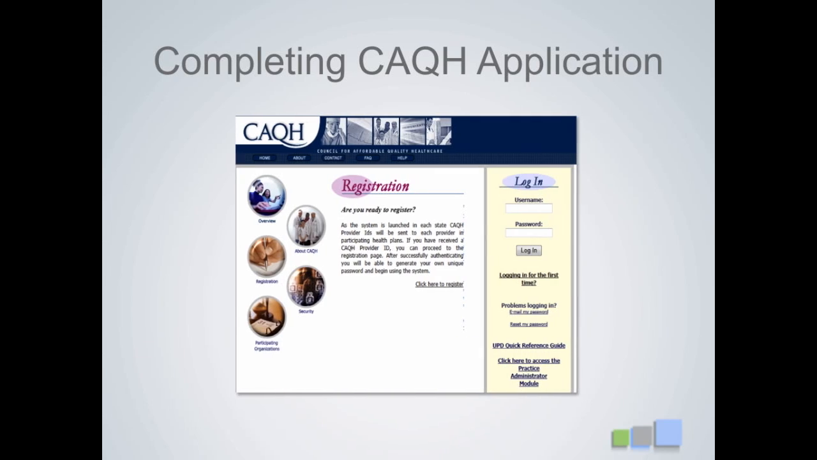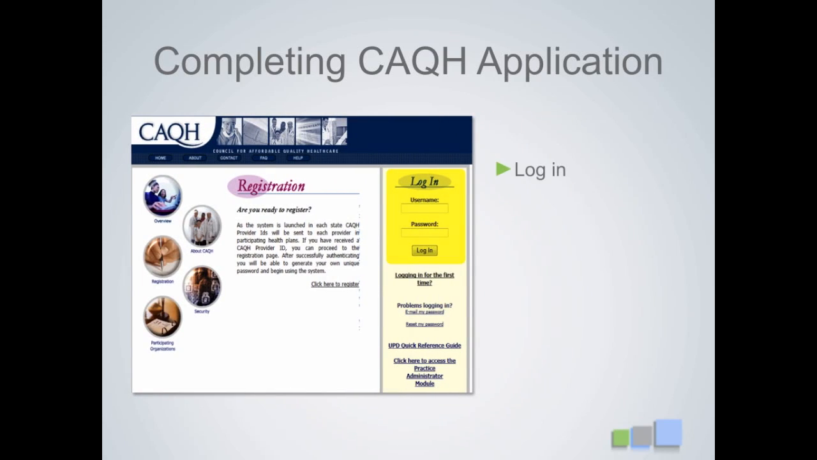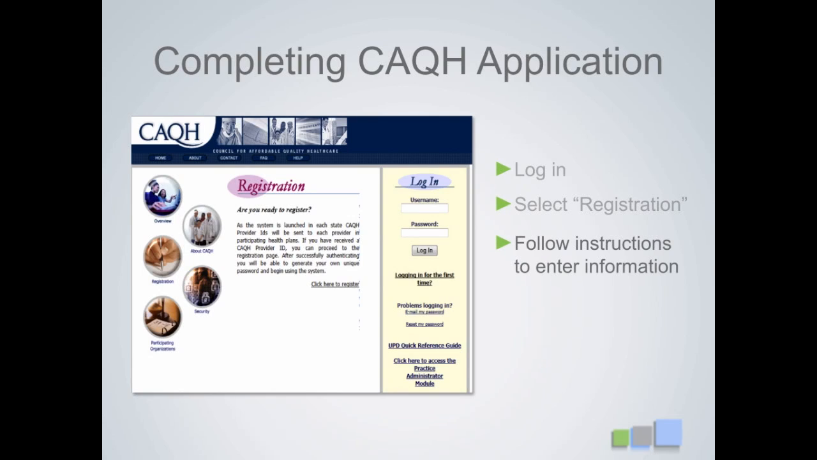First, log in with your username and password. Then select the registration link. After this, follow the instructions to enter the requested CAQH credentialing information. There are several pages to go through. If something doesn't apply to a specific practitioner, you can leave it blank. Remember to budget 2 hours to complete your initial application for the first practitioner on your list. You may get faster as you become more familiar with the site.